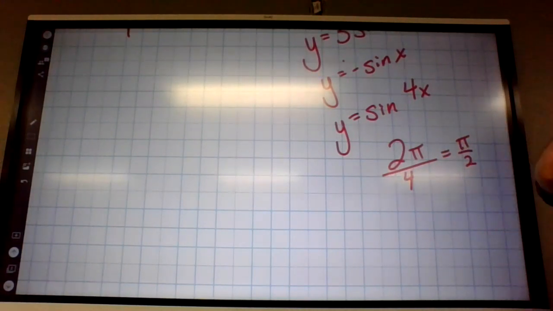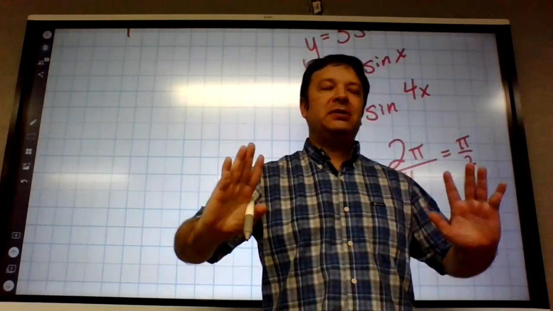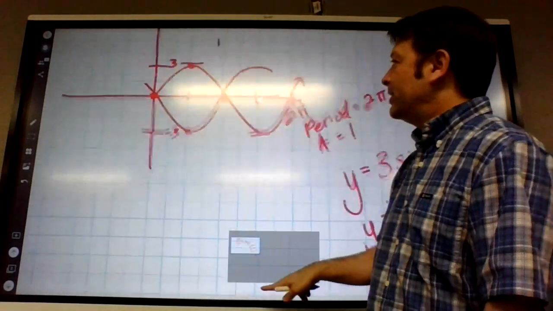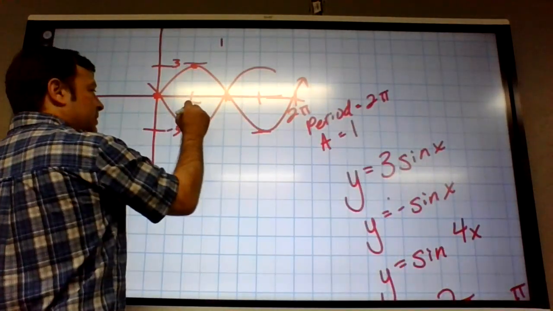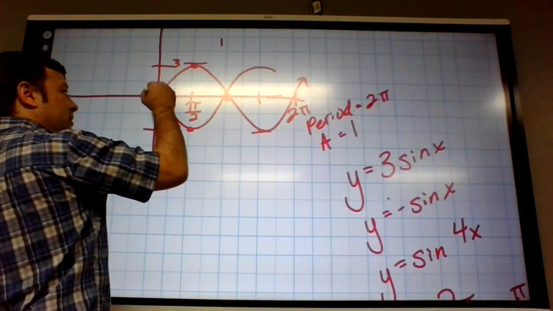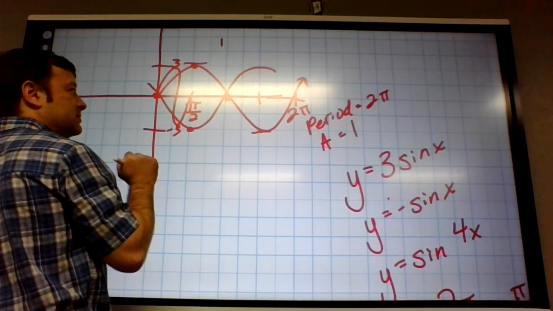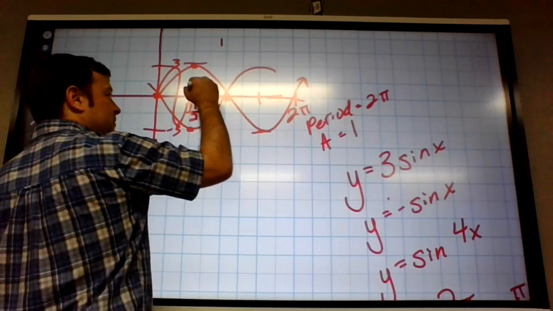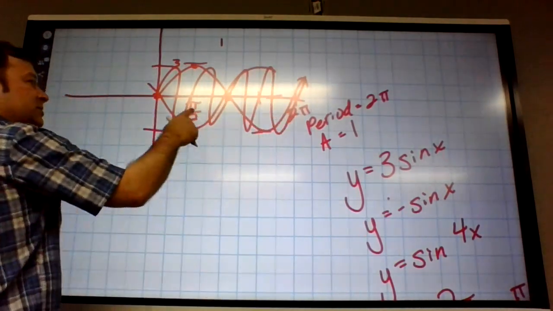So it's going to go through its motion very quickly. Pi over 2 is like right there, so it would go through all of that fast. So it's very squished. It would look kind of like that, which is a giant mess.